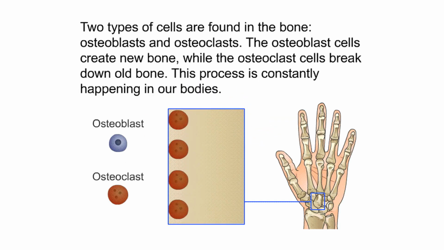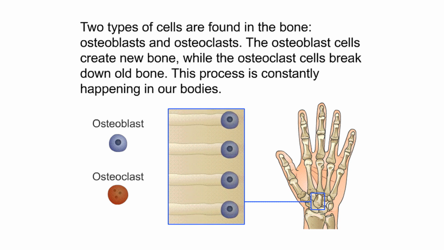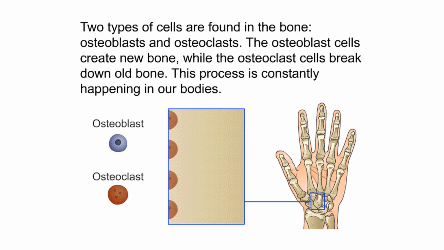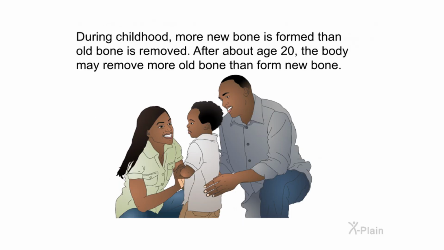Two types of cells are found in the bone: osteoblasts and osteoclasts. The osteoblast cells create new bone, while the osteoclast cells break down old bone. This process is constantly happening in our bodies. During childhood, more new bone is formed than old bone is removed. After about age 20, the body may remove more old bone than form new bone.